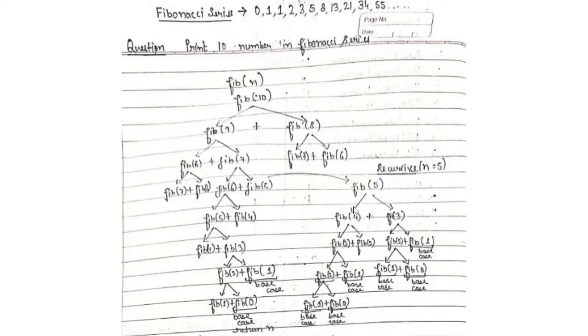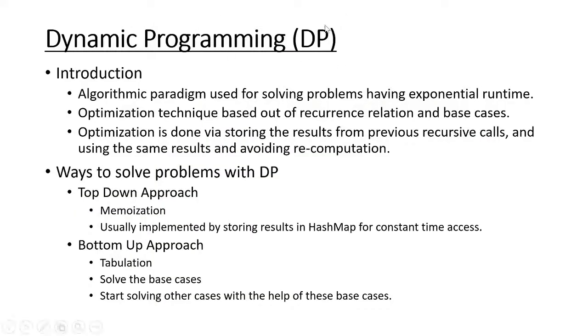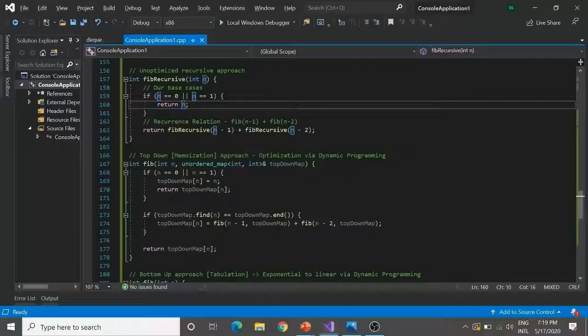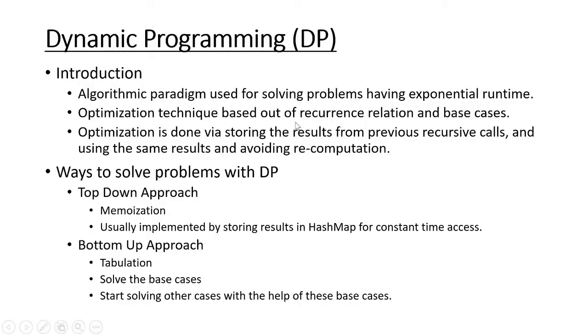Now, what do we see over here? Now we need to see whether we can apply DP to it or not. Again, we have an exponential runtime. We have a recurrence relation over there. Yes, we have a recurrence relation. And what is my recurrence relation? The answer to my nth Fibonacci number is the answer to n minus 1 plus the answer to n minus 2. I do have a recurrence relation.